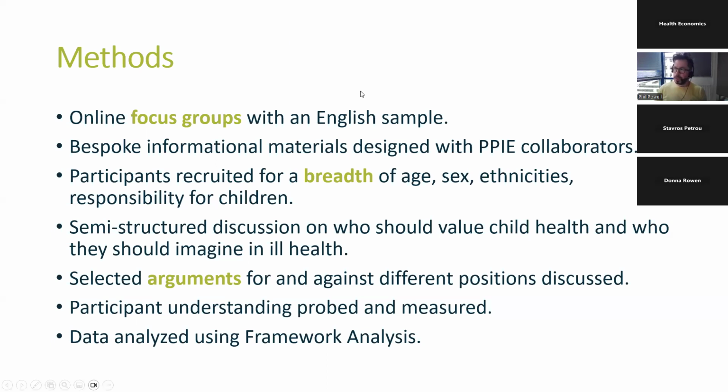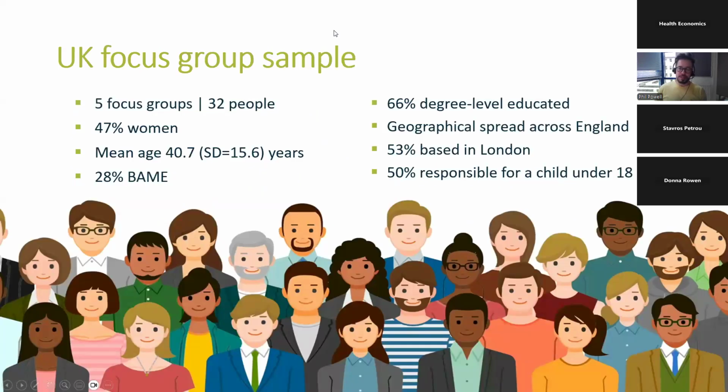So our sample, we conducted 5 focus groups, which is a typical size for this type of research, and ended up with 32 people in total. About 50% were women. The mean age was around 40, 41 years, so essentially a middle-aged sample on average. We did have representation from minority ethnic communities, which was quite good. So we aimed to ensure that our sample wasn't just, for example, white British people, which we managed to achieve. A relatively well-educated group.